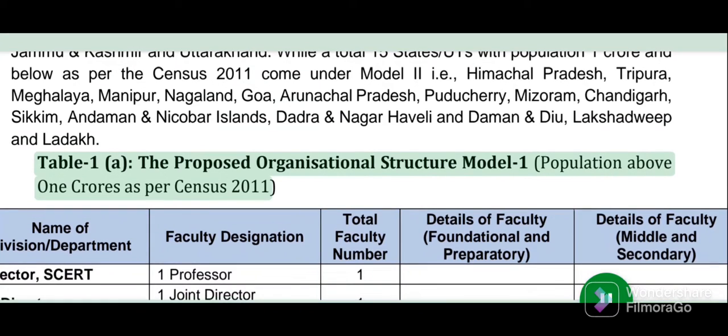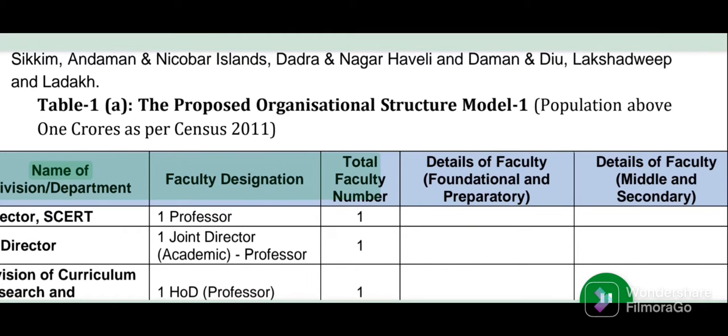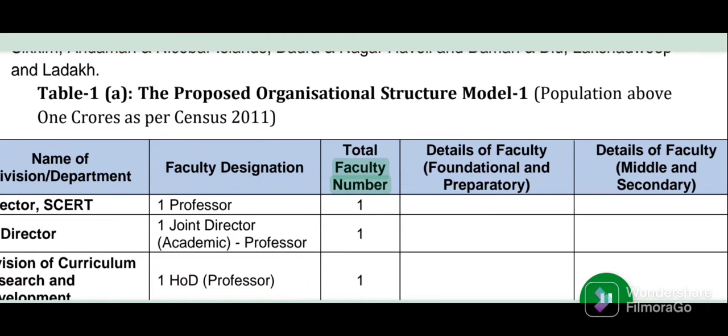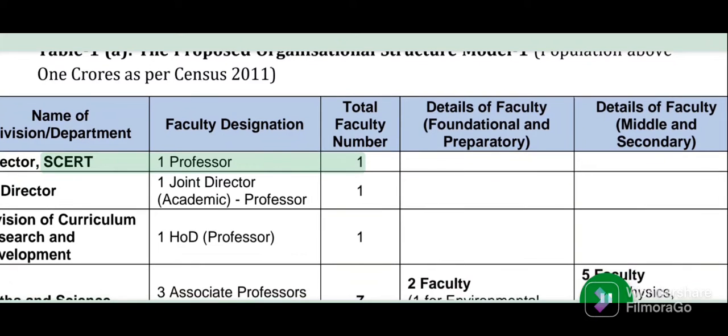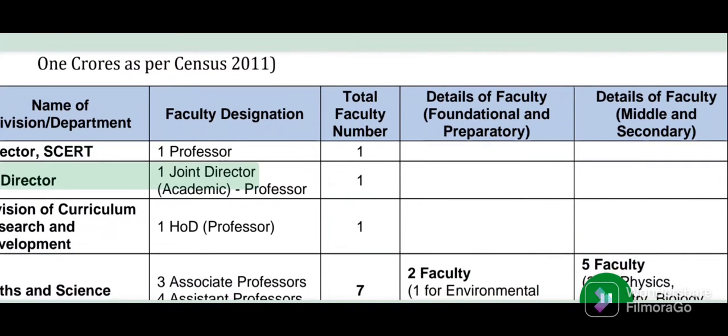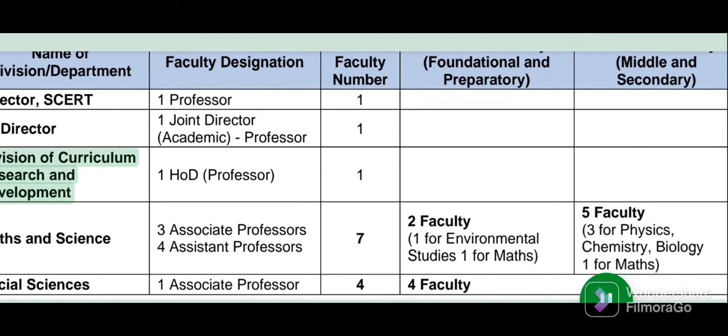Table 1a. The proposed organizational structure, Model 1, population above 1 crore as per Census 2011. Name of division, department, faculty designation, total faculty number. Details of faculty, foundational and preparatory. Details of faculty, middle and secondary. Director SCERT, 1. Professor, 1. Joint Director, 1. Joint Director Academic, Professor, 1. Division of Curriculum Research and Development.